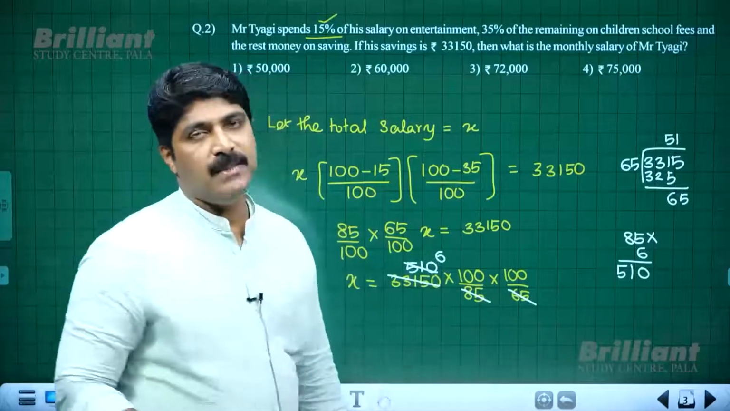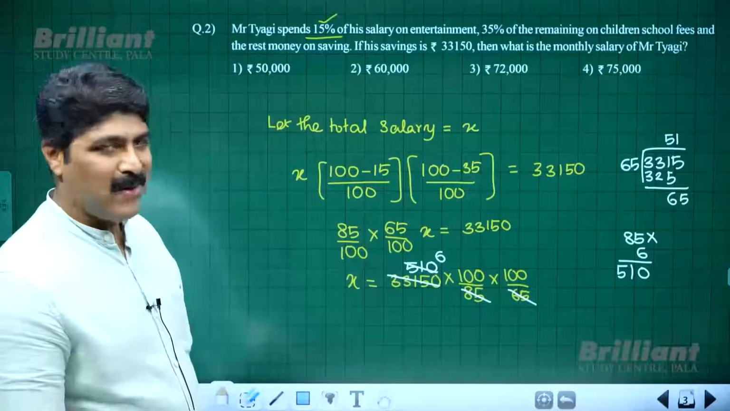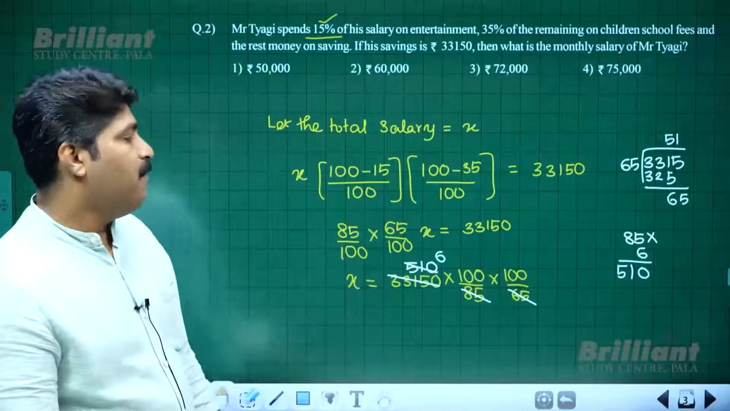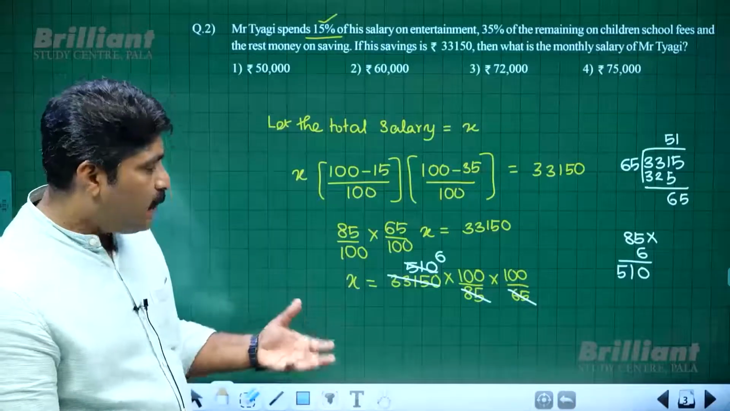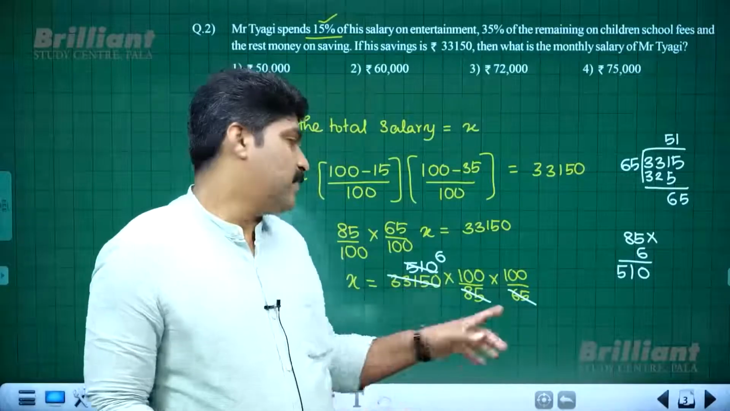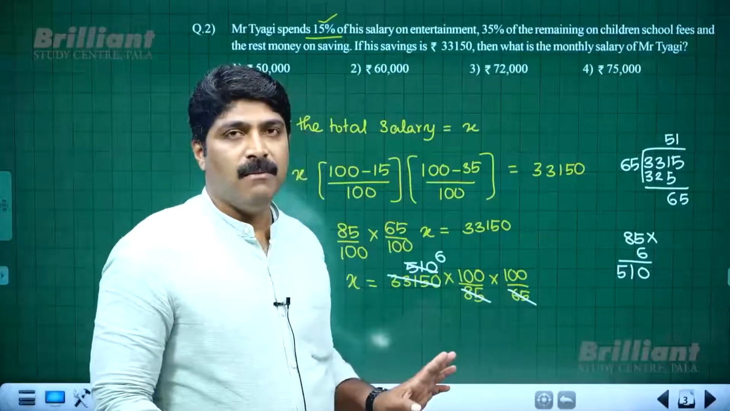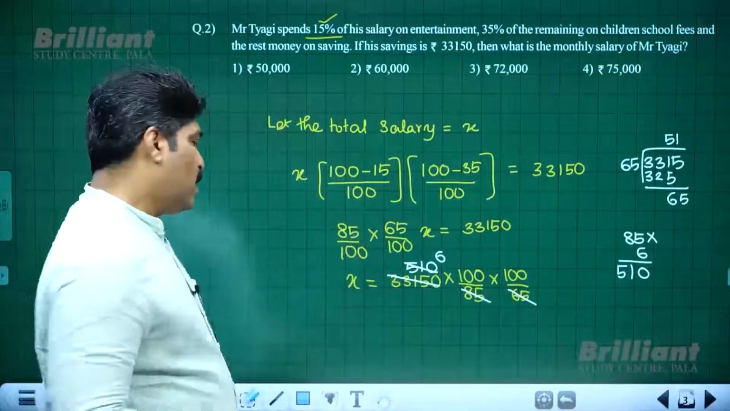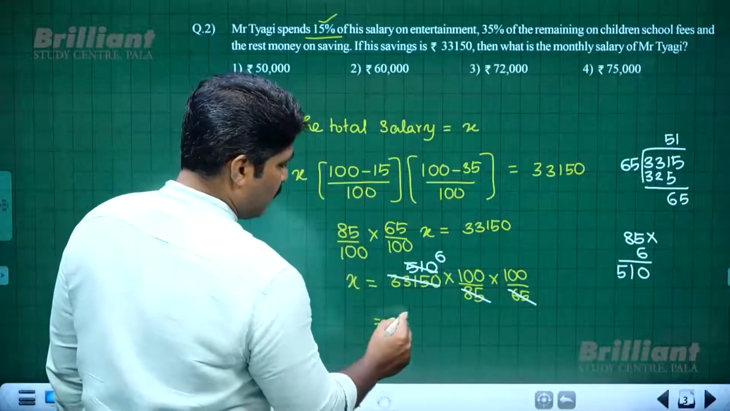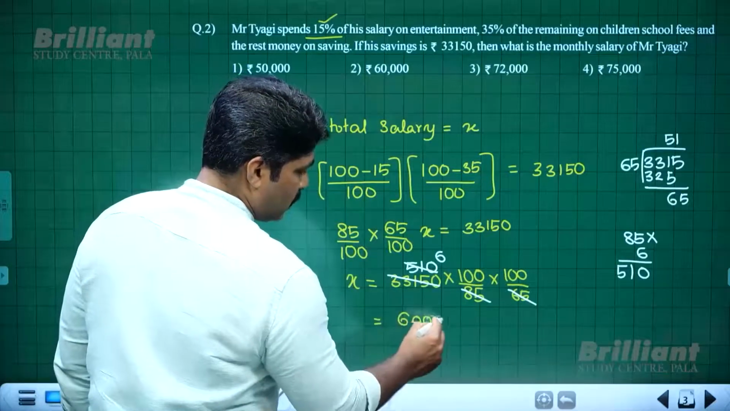I did the simplifications in a complex manner to save our time. If you are sound in your numerical skills, you can do the operations quickly like this, directly using these denominator values to simplify. So finally, what we can conclude here, the answer is 60,000.